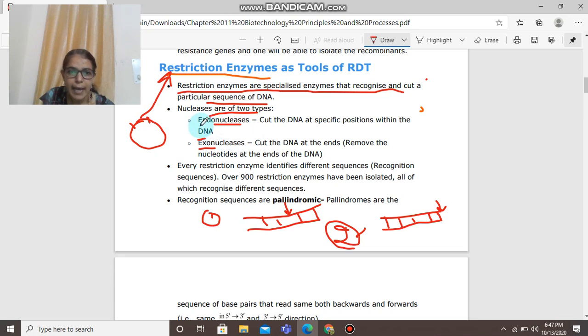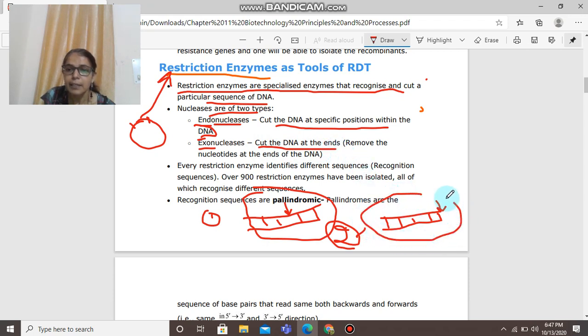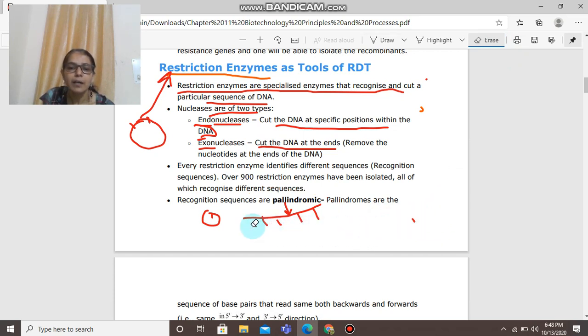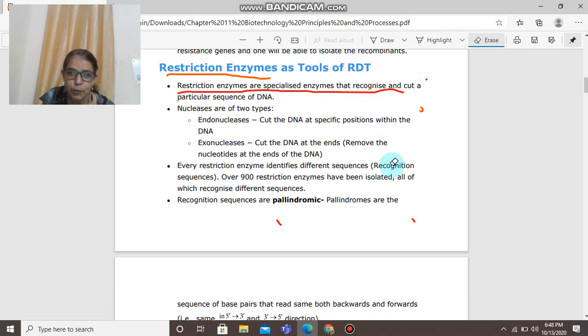If an enzyme is acting in the middle, it cuts the DNA at a specific position within the DNA, means not on the ends. So if the restriction enzyme is cutting a particular segment in the middle, that is known as endonuclease. Exonucleases cut the DNA at the end. It may act at this end, it may act on this end. So if the enzymes are cutting the DNA from the end, you will say these are the exonucleases, and if the enzyme is cutting the DNA from the middle, you will say it is the endonuclease. So these are the basic differences between these two types of enzyme, exonuclease and endonuclease.